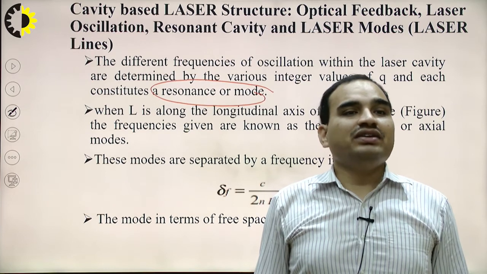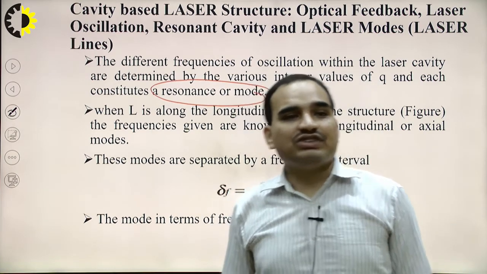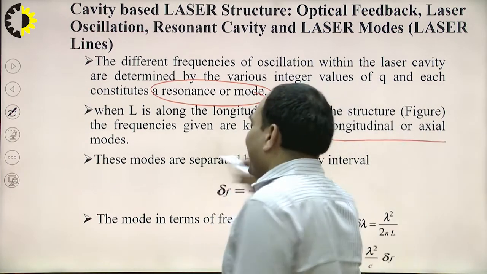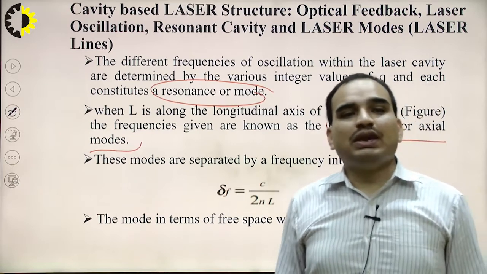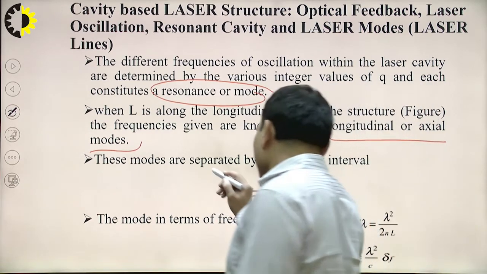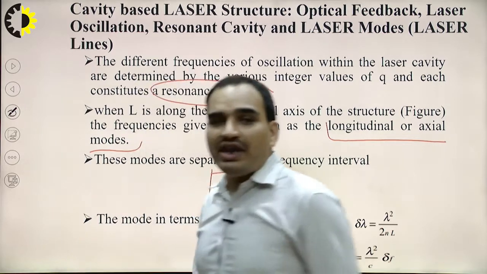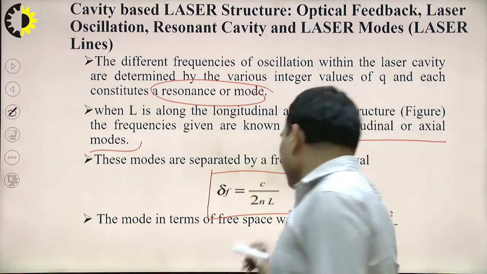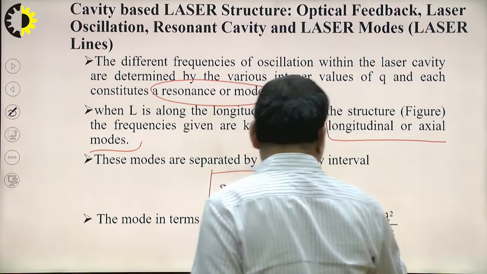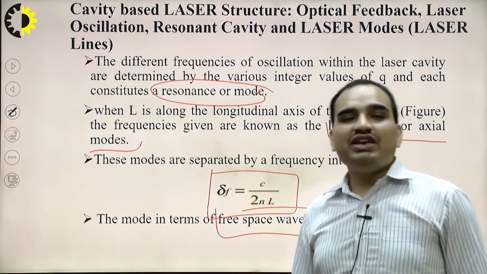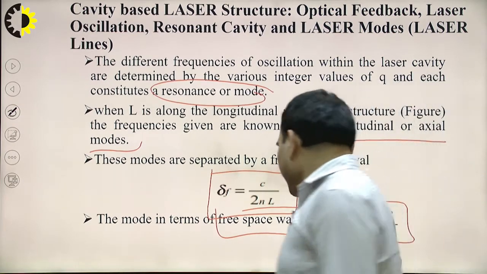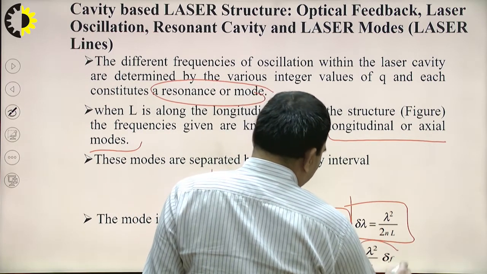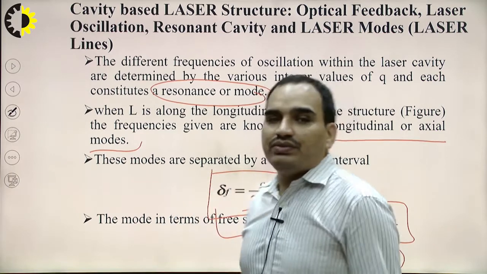So when L is along the longitudinal axis of the structure, the frequencies given are known as the longitudinal or the axial modes. These modes are separated by a frequency interval, which can be determined by c divided by 2nL. The mode spacing in terms of the free space wavelength is given by del lambda equals lambda squared by 2nL, where del n is nothing but lambda del f by f, and lambda squared by c into del f.